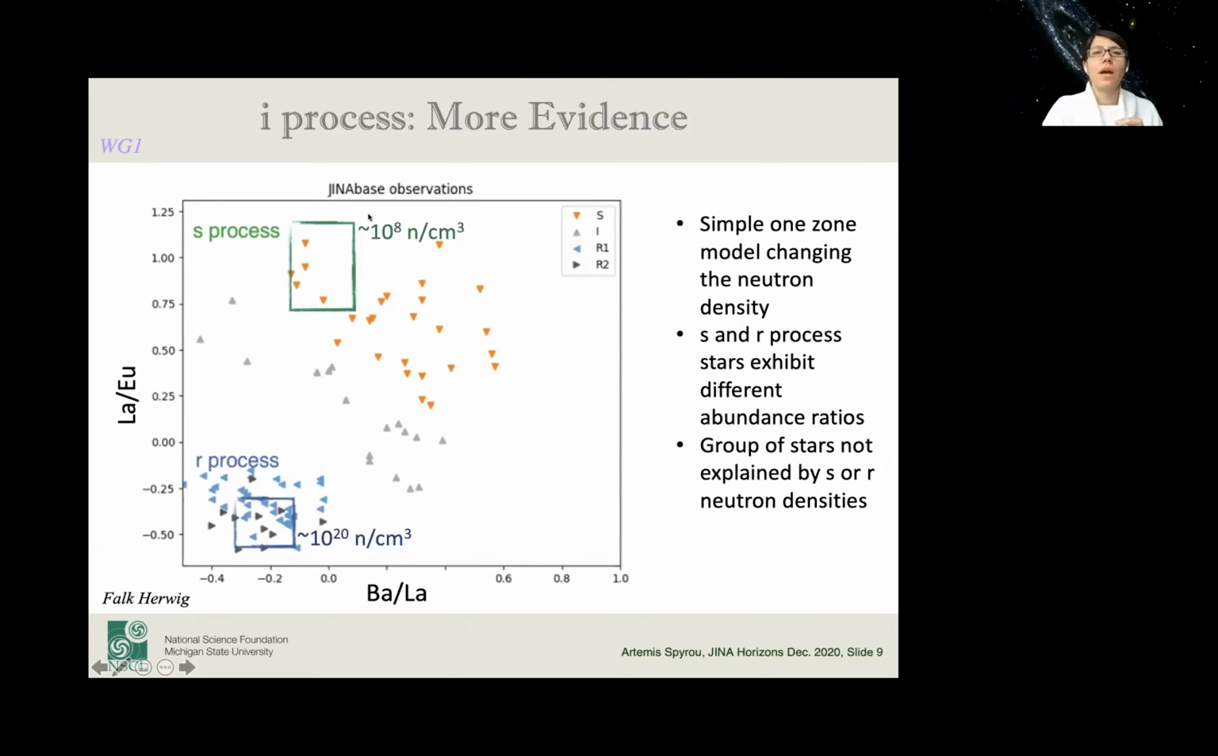So if they had 10^8 neutrons per cubic centimeter like we have for an s process, they would expect to see abundances in this green box. If you had about 10^20 neutrons per cubic centimeter like you would have for an r process, then you expect abundances to be in this blue box. And so we see some stars sitting here in the s process box and some stars sitting in the r process box. And naively, if I would do a combination of those two, then I would just expect something in between those.